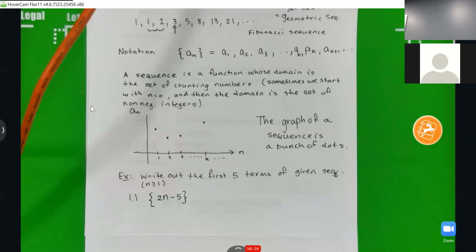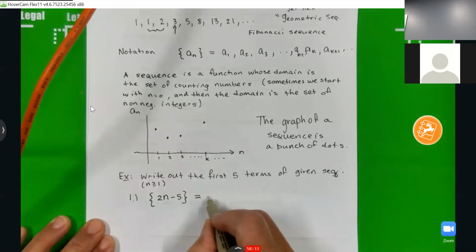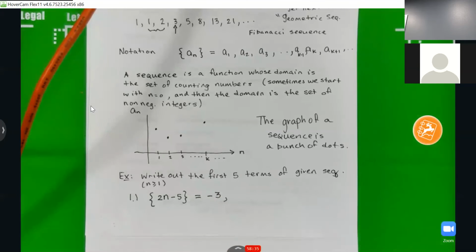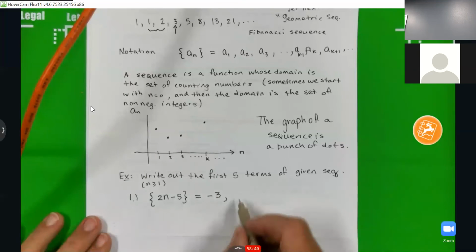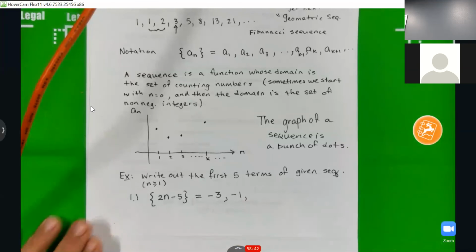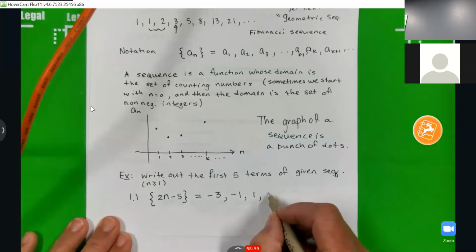So what's the first term described by 2n minus 5? Negative 3. Now n is 2. 2 times 2 is 4, minus 5 gives me a negative 1. Now n is 3. 2 times 3 minus 5 is 6 minus 5 is 1. Now n is 4. I have 8 minus 5 is 3.